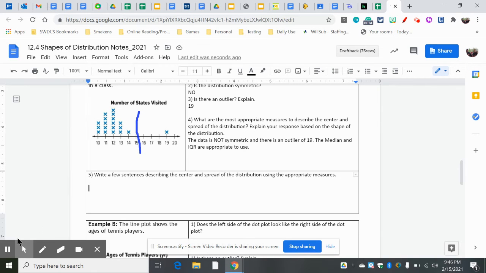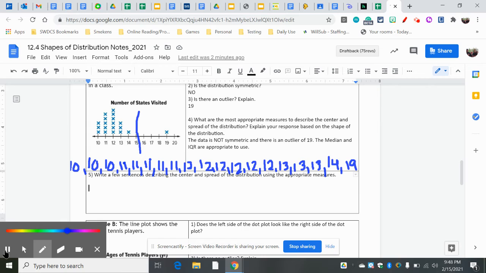So listing these numbers out in order. I'm going to pause my video so that I can write them out in order here. Okay, I want you to look at the numbers that I have written out for you in order from least to greatest, and I want you to find the median. Since it is not symmetrical, what is the median of this data?